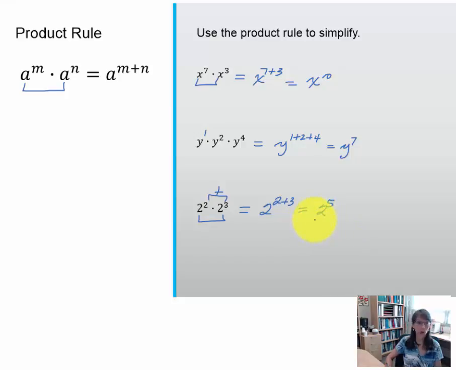Since 2 is an actual number, we can further evaluate this problem. So it means 2 times 2 times 2 times 2 times 2. So you can either do this on your calculator or work it out by hand. 2 times 2 is 4. Another 2 times 2 is 4. And then times another 2. 4 times 4 is 16 times 2. 16 times 2 makes 32. So the final answer is 32.